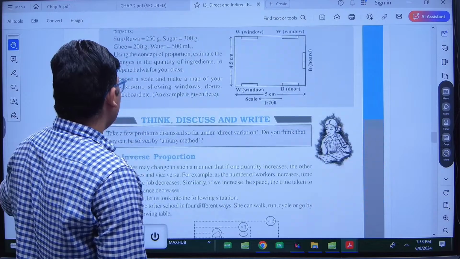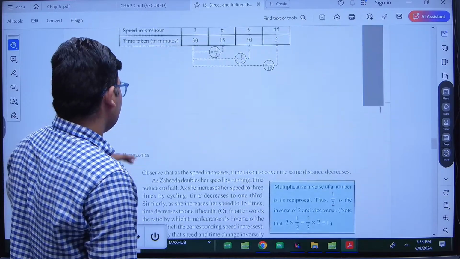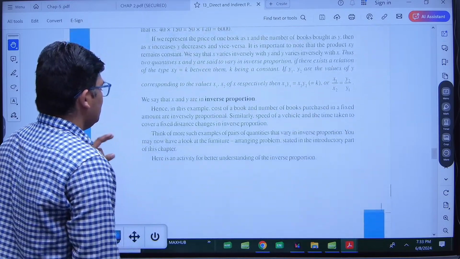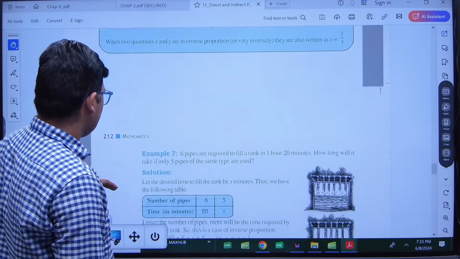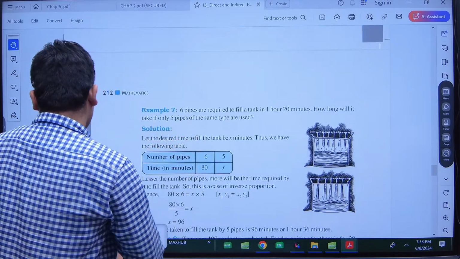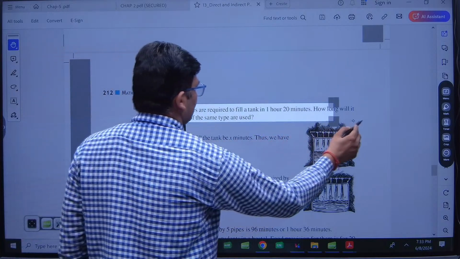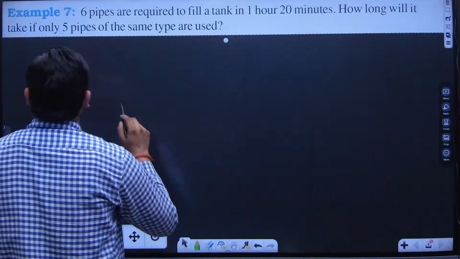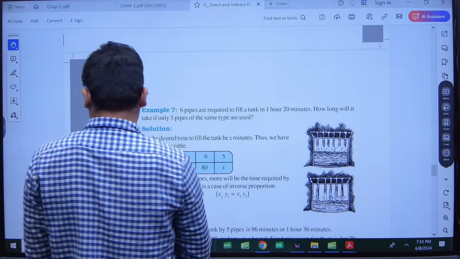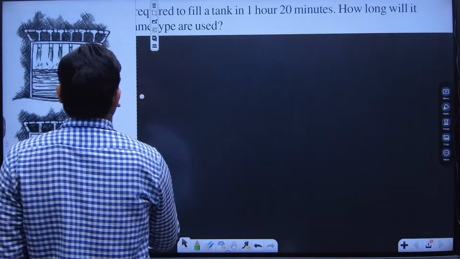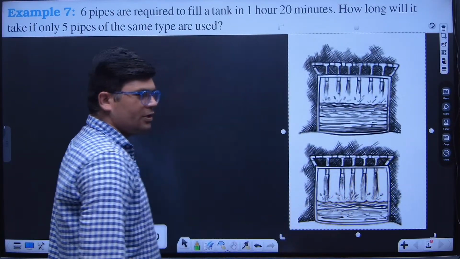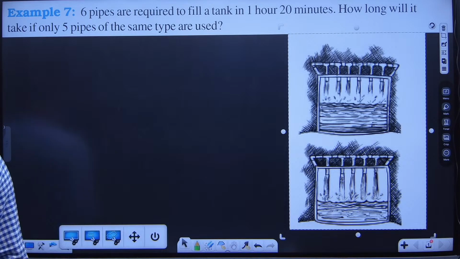So 13.1 we have already done, inverse proportion. Have we done the examples of this chapter? Okay, fine. So the first question in front of you, you can see. The figure is also given. You can take the help of the figure. Can you please read the question?